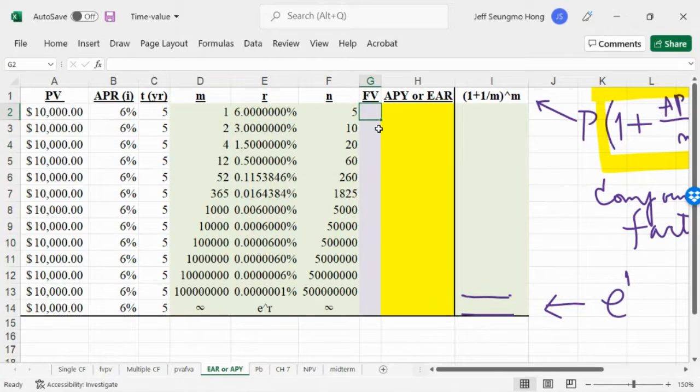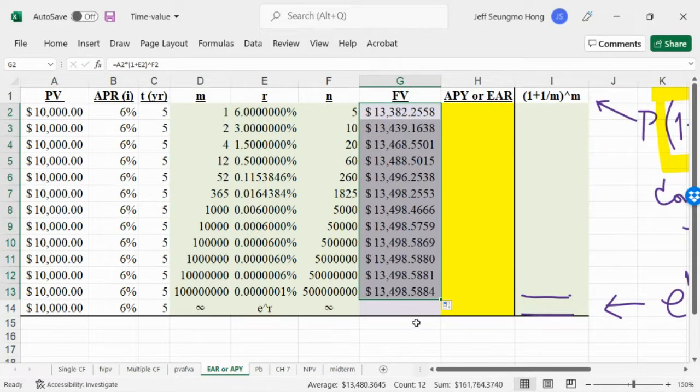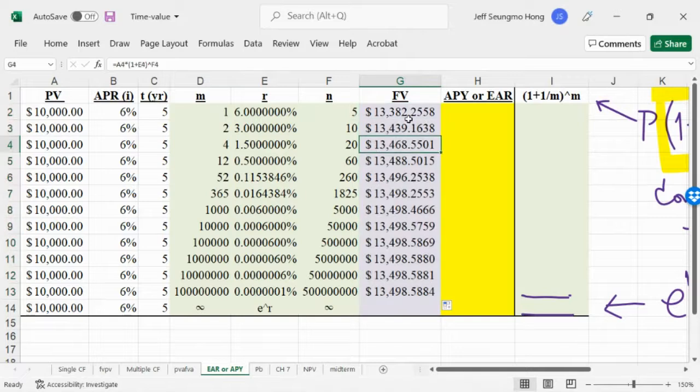Now, we understand the more compounding, in other words, the higher the n, the higher the frequency of compounding, the greater the future value. We all know it's going to be 1 plus r over n, and then you drag it down. Which is not a difficult thing, but you see the future value is greater, the higher the compounding frequency.